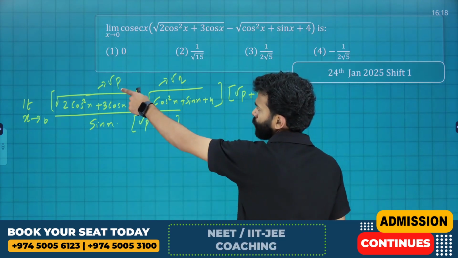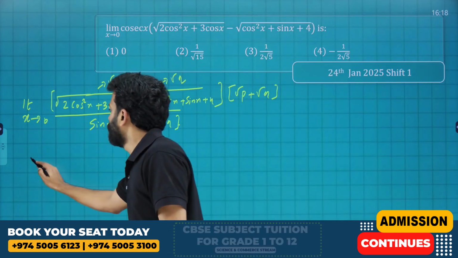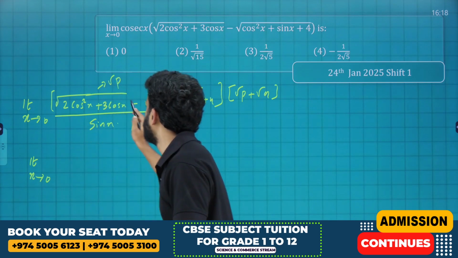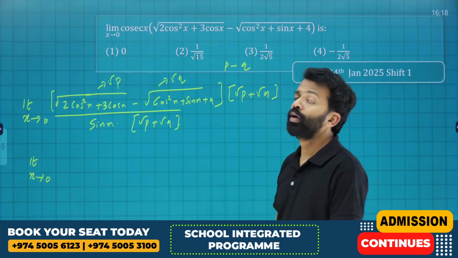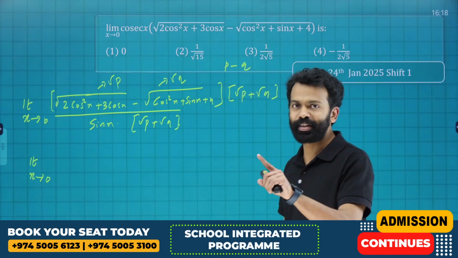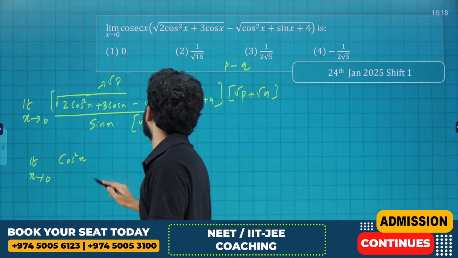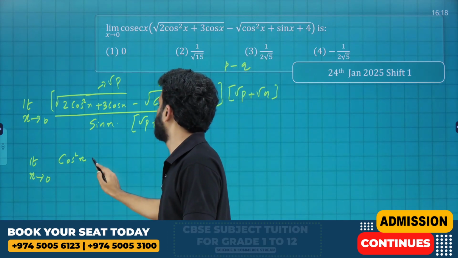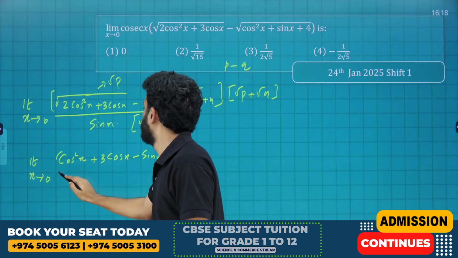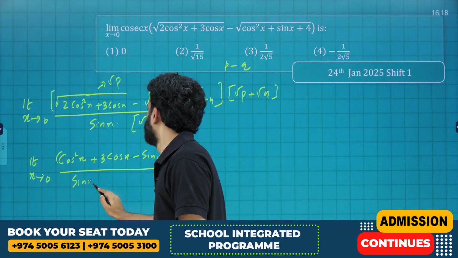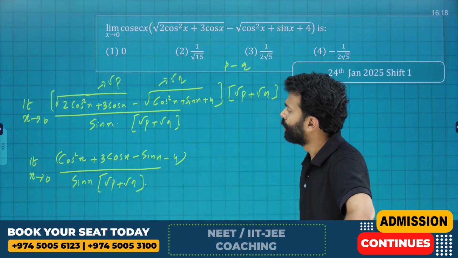The next step will be, what is root p minus root q into root p plus root q? That is root p square minus root q square, that is p minus q. So it is limit x tends to 0 of p minus q. And what is p? 2 cos square x plus 3 cos x. And what is q? Cos square x plus sin x plus 4. If you subtract that, what will you get? 2 cos square x minus cos square x, which is cos square x, and 3 cos x minus sin x minus 4, divided by sin x into root p plus root q. That we can evaluate later.